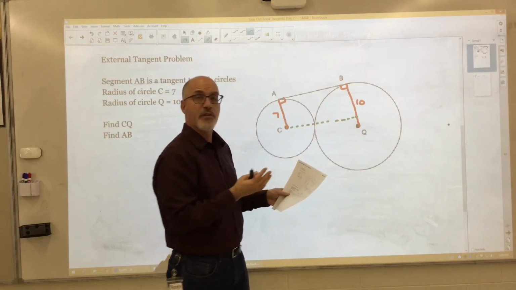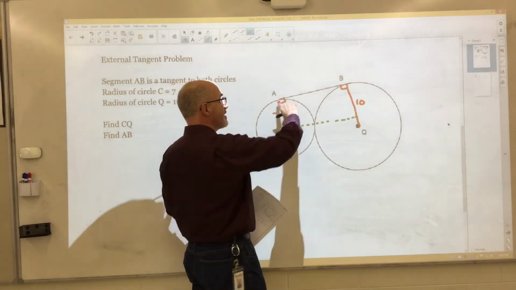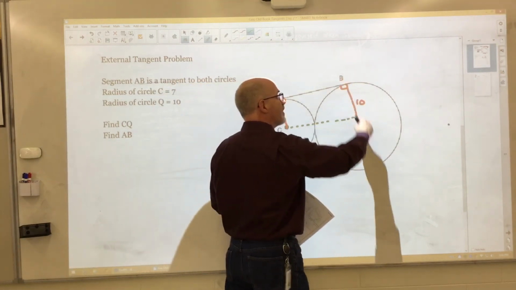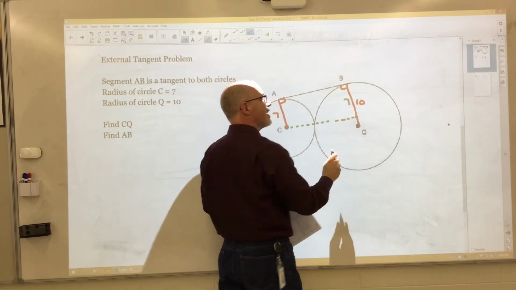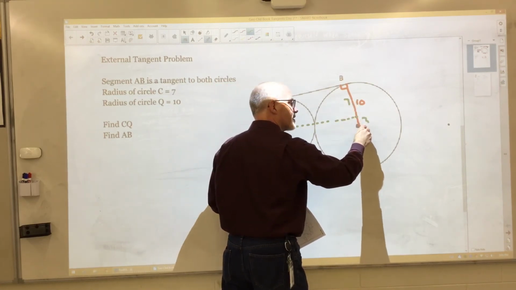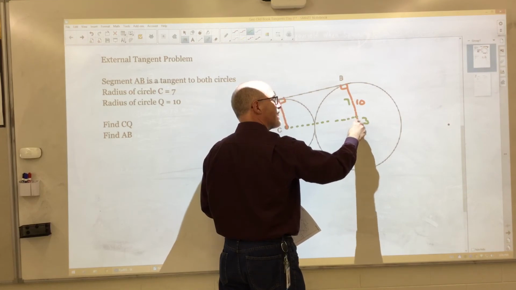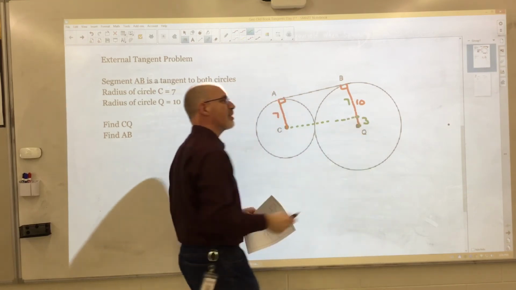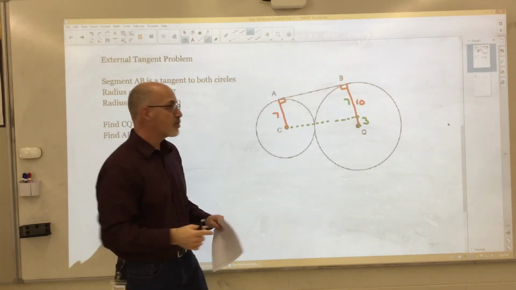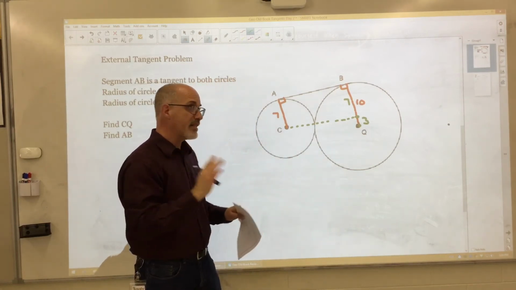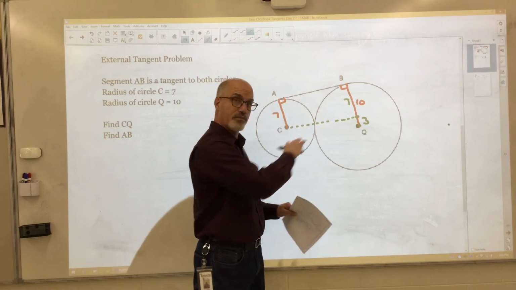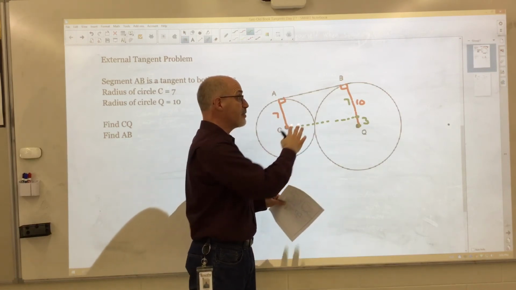Well, we know some information here. If this is 7 and this whole thing is 10, notice that this will be 7 there. That leaves 3 for this little part from the center to where that parallel side intersects it. So I now have that little 3. So that's step one. The secret is to draw that parallel segment in and use that to get more information.